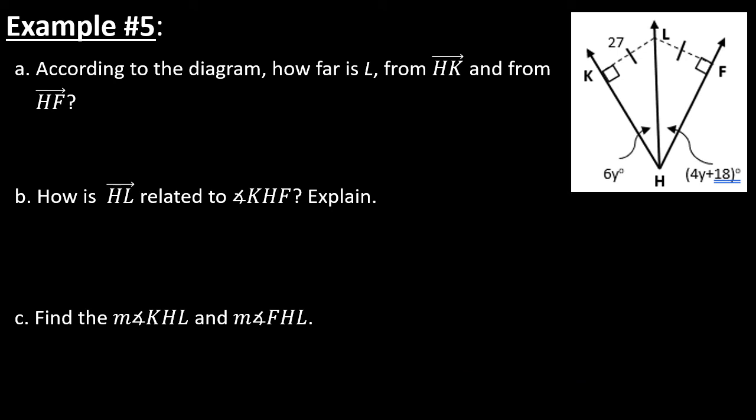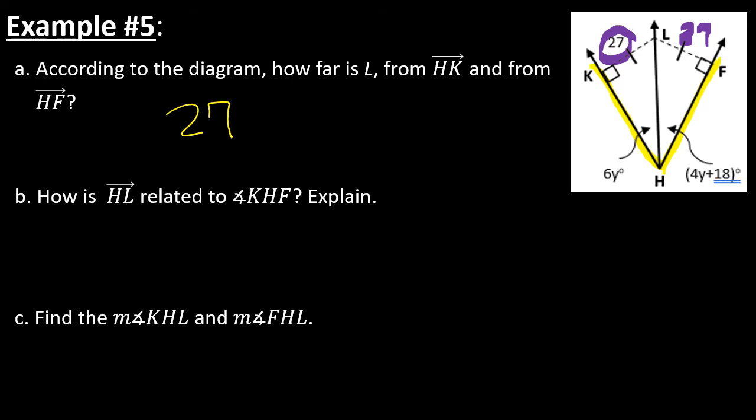All right, so looking at this particular picture, I am going to read the problem according to the diagram. How far is L from ray HK and from ray HF? So if you are looking at your picture and you have ray HK and ray HF, I can look right here and I'm 27 units here, which means that I am going to be 27 units here as well. So that means that they are 27 units from point L.